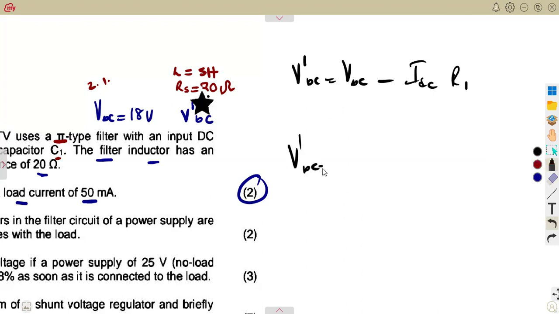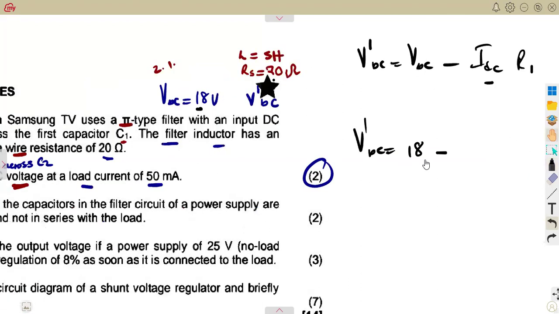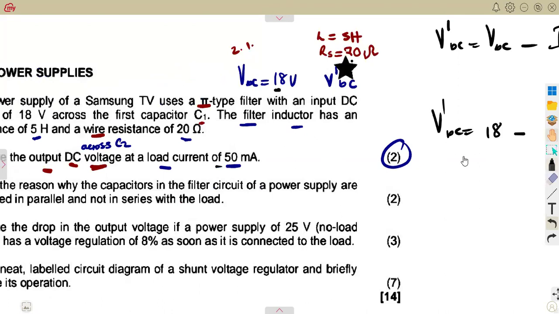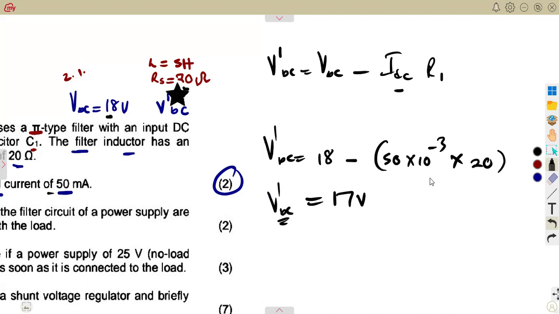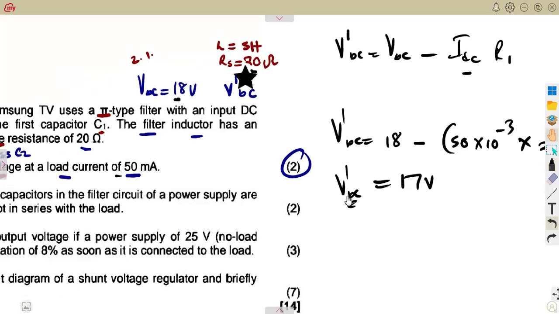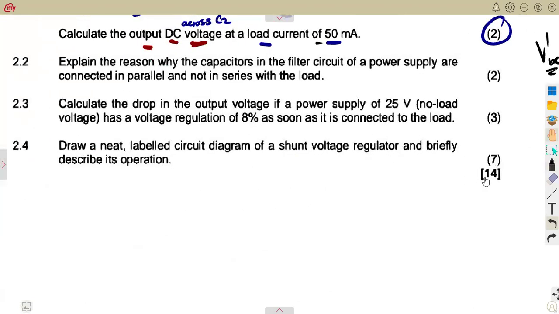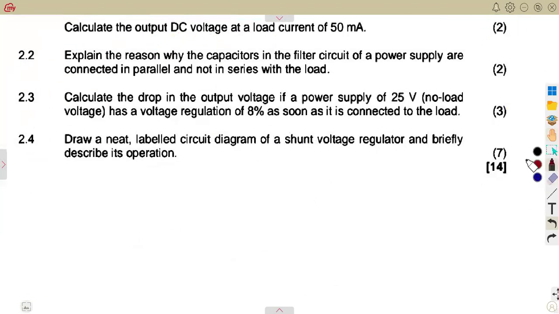That is, at the output, our VDC is given, which is 18, which is across C1, minus IDC, that is the current now that is given here as 50 milliamps. That is the current that you're going to take there. 50 times 10 to the power minus 3 times R1, which is your RS, and that was going to be 20. So this was going to give us approximately 17 volts from our calculator, if you simplify this properly. So just like that, guys, 2 marks, I think they just wanted you to be basic enough.